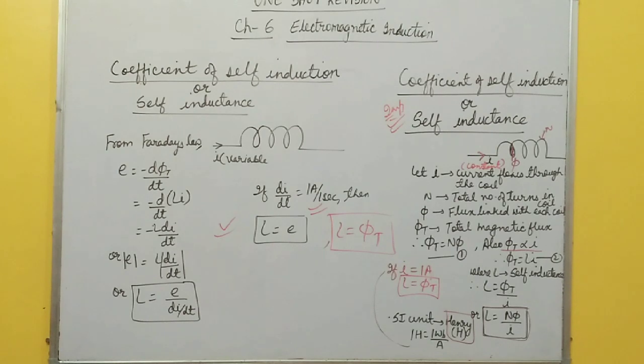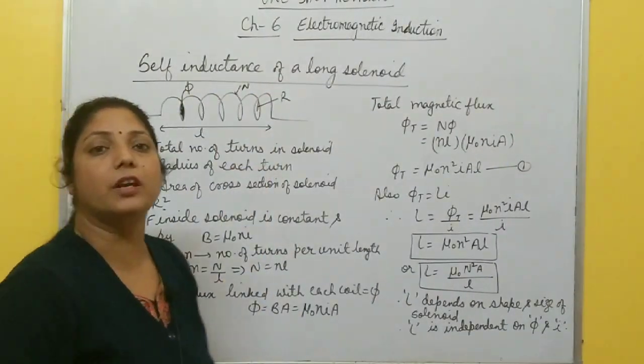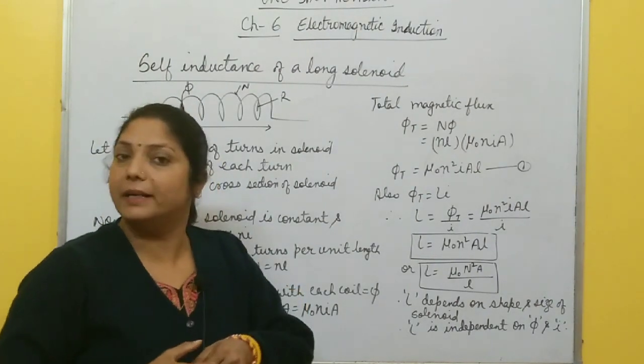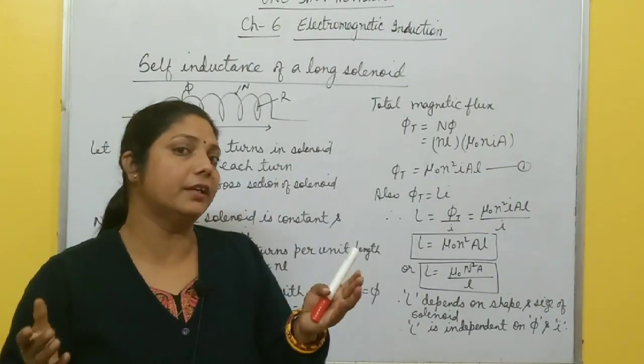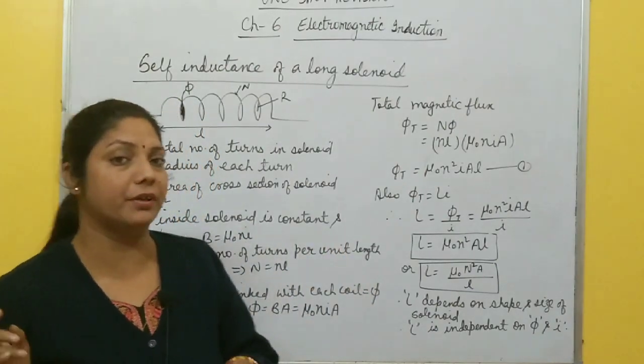Next, please take a screenshot of this one. Then we will discuss the self-inductance of a long solenoid. You know, the magnetic field inside the solenoid is constant, and it is given by mu naught n I, where n is the number of turns per unit length.